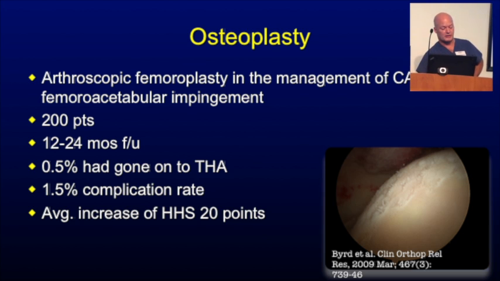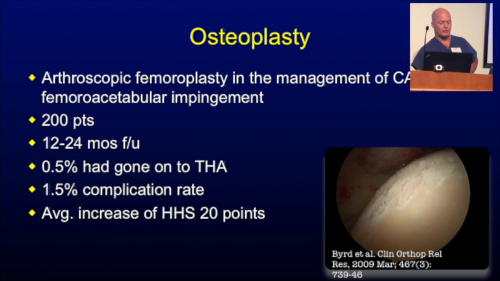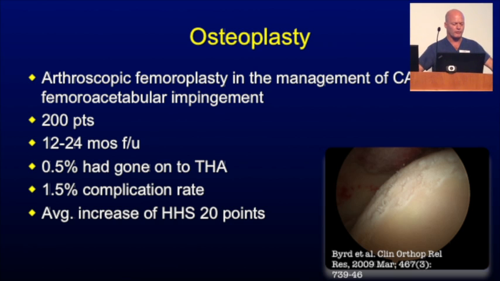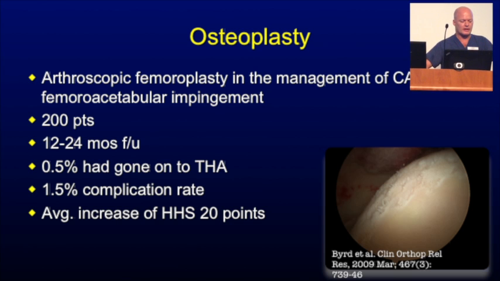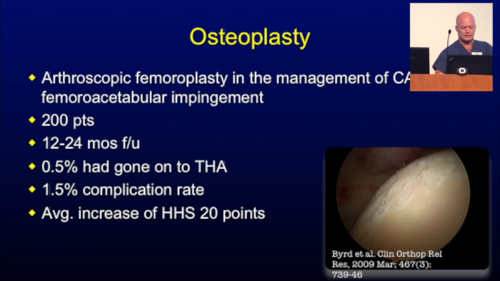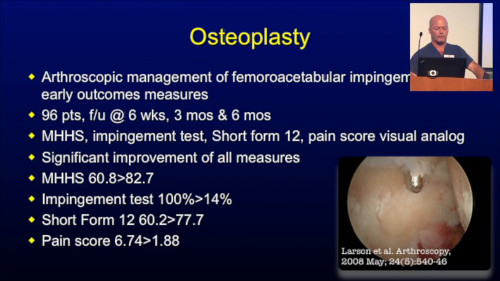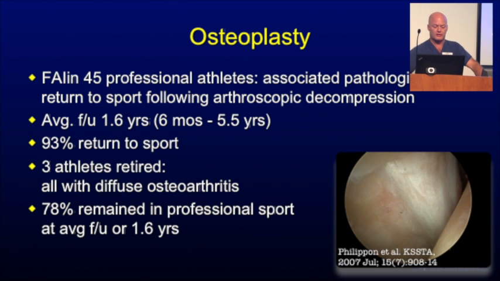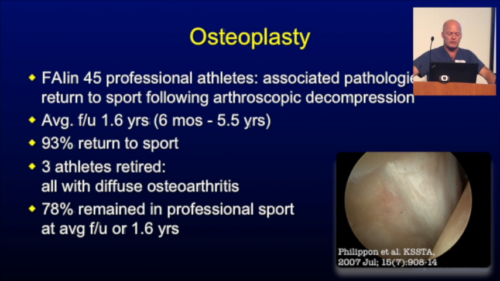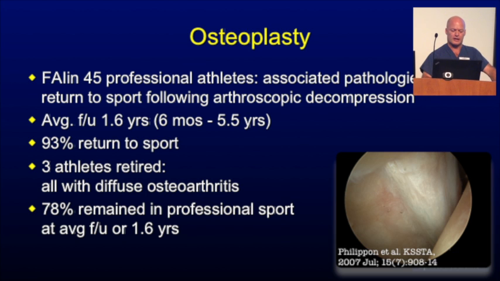Osteoplasty, 200 patients in this large study with limited follow-up, 12 to 24 months only. The average increase in the HHS score is, again, significant, at least clinically, 20 points. And then FAI in 45 professional athletes, kind of the top end of the spectrum of who we may treat. Limited follow-up again, 93% return to sport, but we don't know how long that held out for. 78% remained in professional sports, though, at an average of 1.6 years. So that's promising, and it makes us sound like clinically and functionally we're heading in the right direction.